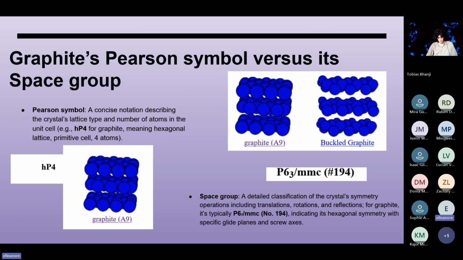So graphite is a hP4, so it's a hexagonal lattice with 4 atoms, and the space group is a detailed classification of the crystal symmetry operations. So the symmetry operations include translations, rotations, and reflections. And for graphite, it's P63/mmc. So it's number 194 in the directory. And here is a little photo of graphite as well as buckled graphite, which goes under this space group.